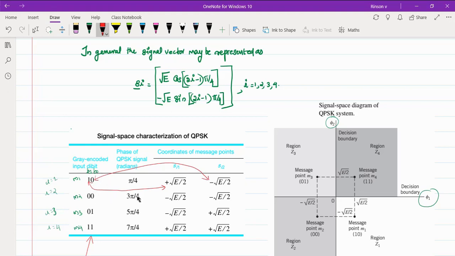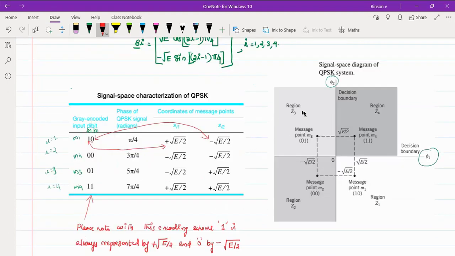So to generate a QPSK signal, what you need to do is take the dibit. Now find what is coming in the position b0. If it is 0, then s i2 is minus root E by 2, and if it is 1 it will be plus root E by 2. And similarly examine the position b1 and find this signal vector element.